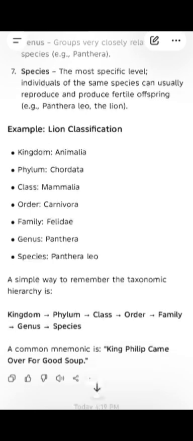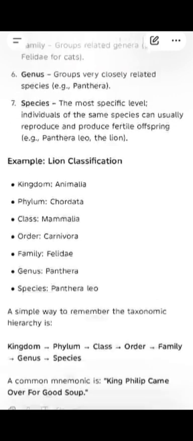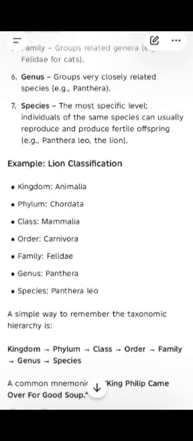For a quick reminder, you should know that to classify the hierarchy of living organisms or animals, you should think about the kingdom, which is Animalia. We think about the phylum, the class, the order, the family, the genus and the species.